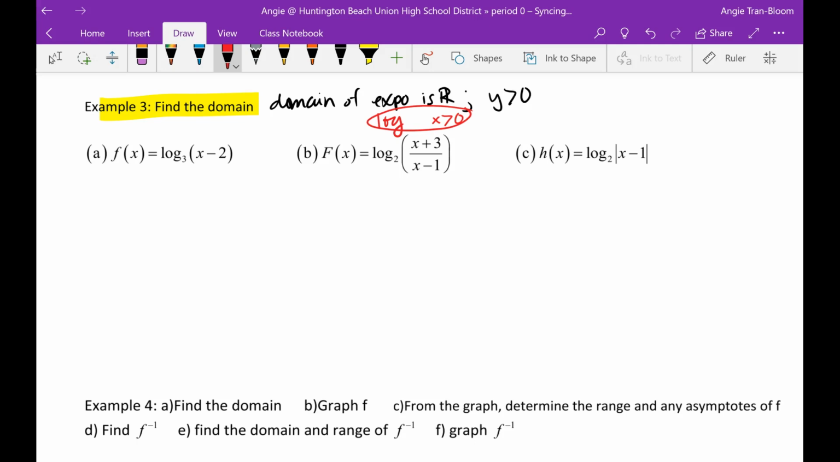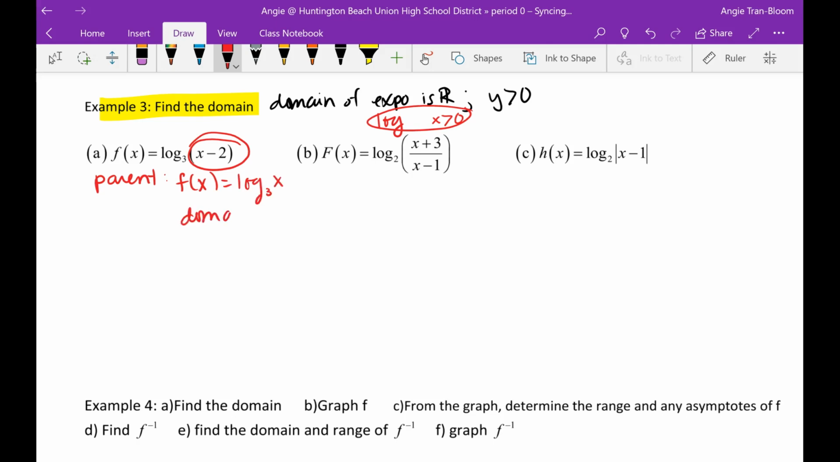So what does that mean? That means I can't have 0. So how do I do that? I'm just going to take what's inside here, and it's going to tell us the translation. Normally, the parent, let me go back to basic: f of x equals log base 3 of x.